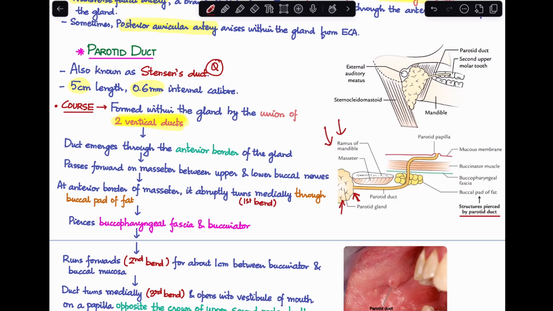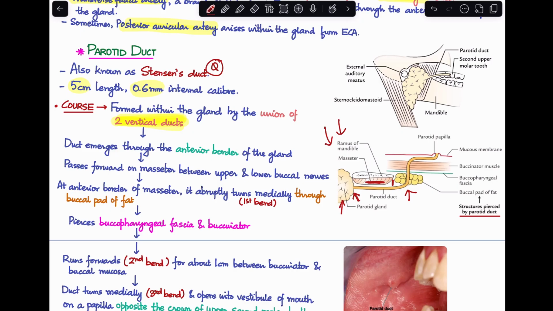So as it exits from the anterior border of the gland, it passes forward on the masseter muscle. This is our masseter muscle. So it passes forward on the masseter muscle between the upper and lower buccal nerves. Now, at the anterior border of the masseter muscle, it abruptly turns medially. This is the first bend that the parotid duct takes. We have 3 total bends that we'll be seeing over here. So, this is where the parotid duct bends first.